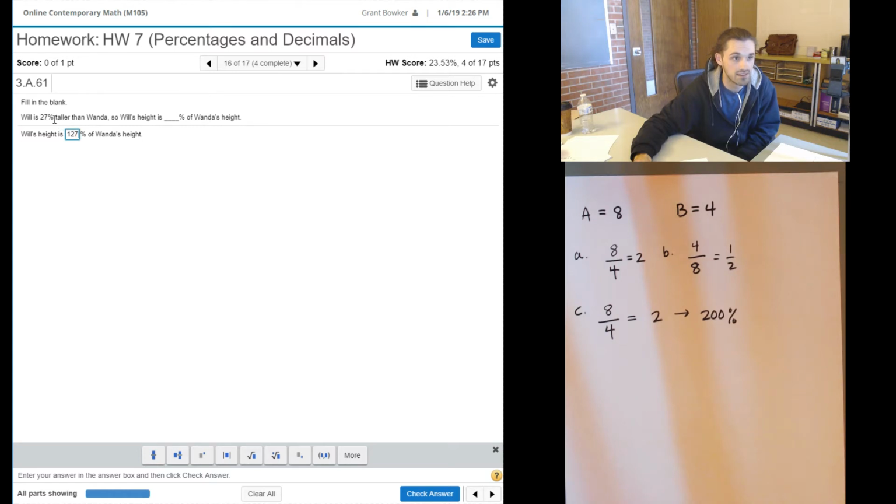Right? To be 27% taller means you're the same height plus an extra 27%. Being the same height is 100%. And then you're 27% taller, so you're 127% of Wanda's height.